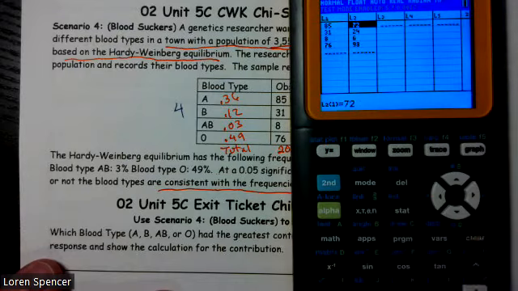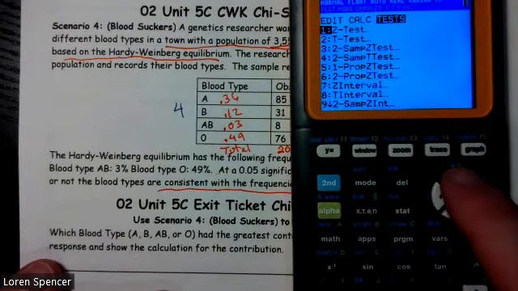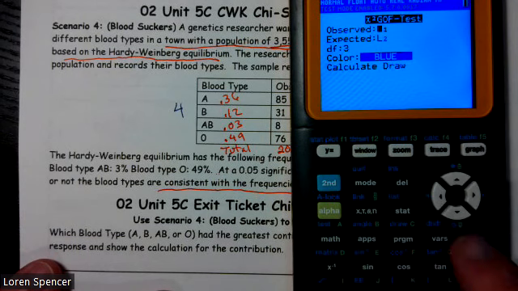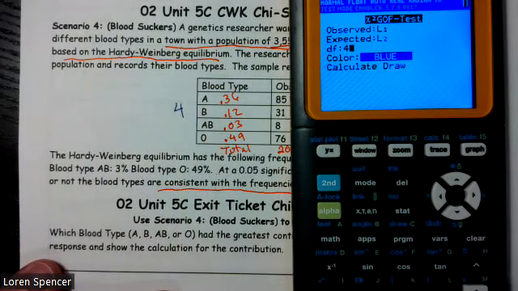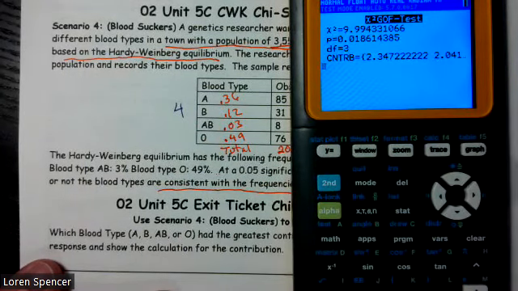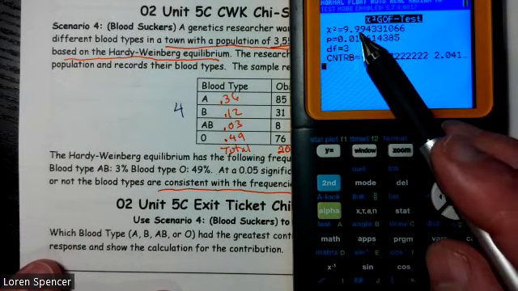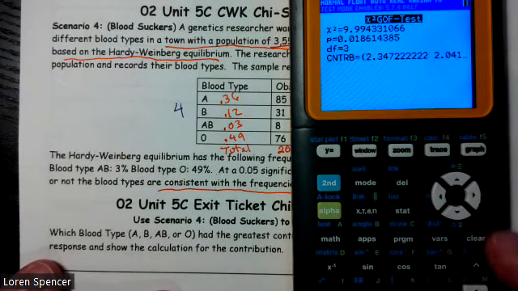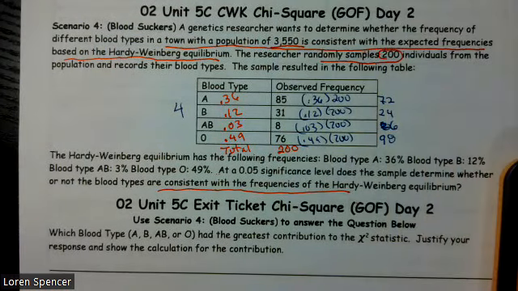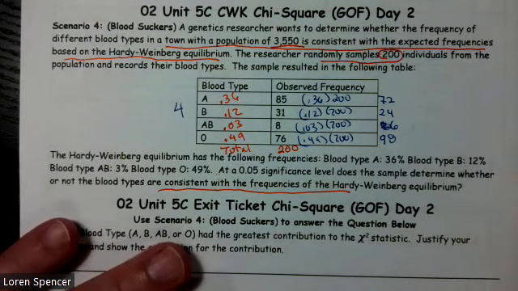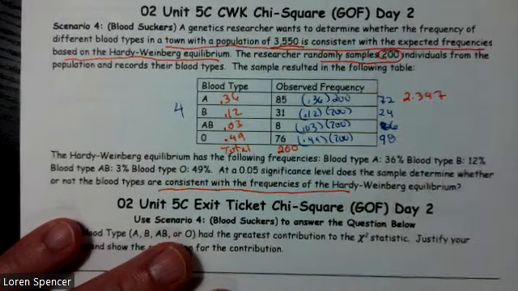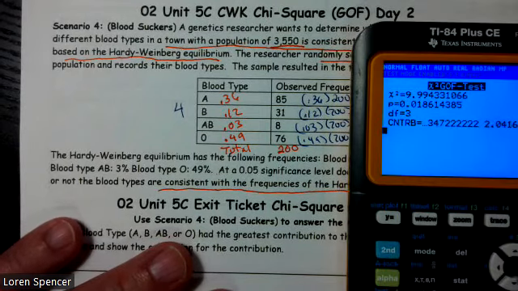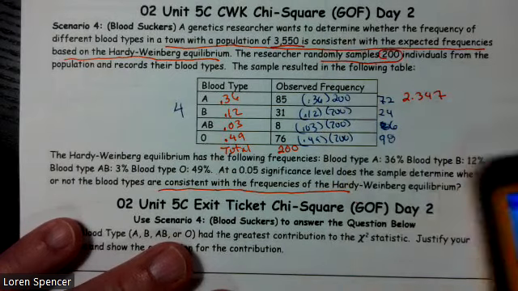Now we're going to run the stat test, chi-squared goodness of fit. Degrees of freedom are categories: 1, 2, 3, 4 categories, 4 minus 1. We end up getting our chi-squared and our p-value, but what we cared about was our contributions. The contribution for the first one is 2.347. The contribution for the next one is 2.04.